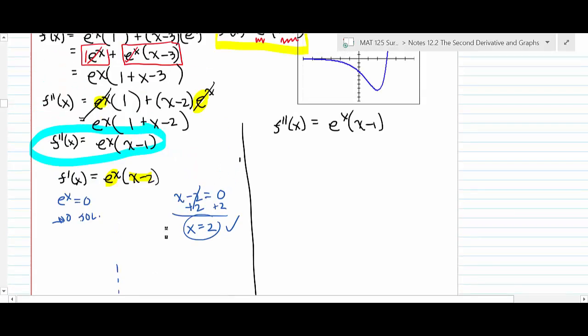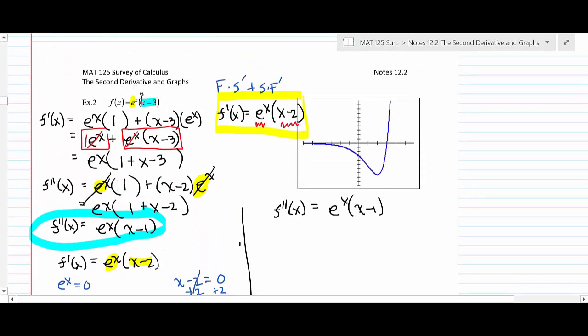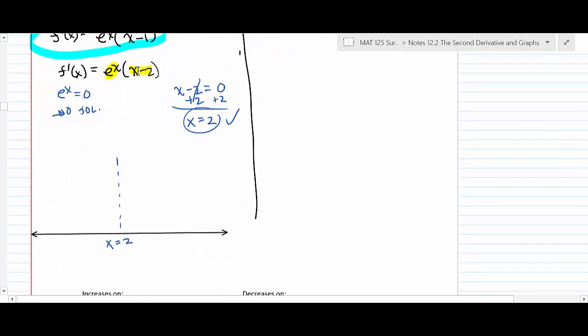Okay, and in the original function, x can be anything. You can take the domain of this function as all real numbers. So we need to plug into our first derivative right there. So let's just use test numbers. I like using 0 because it's easy. So we would have e to the 0 times 0 minus 2.